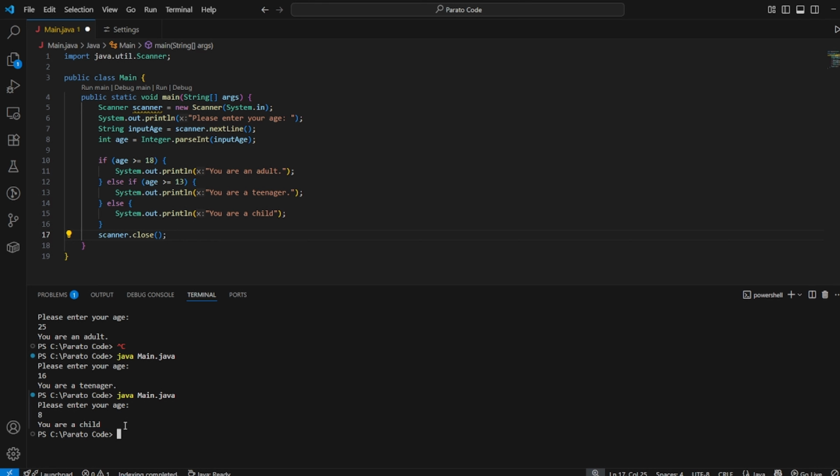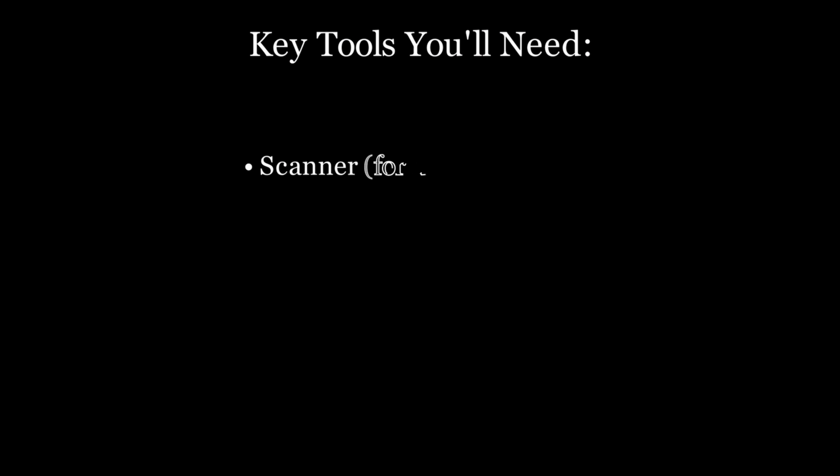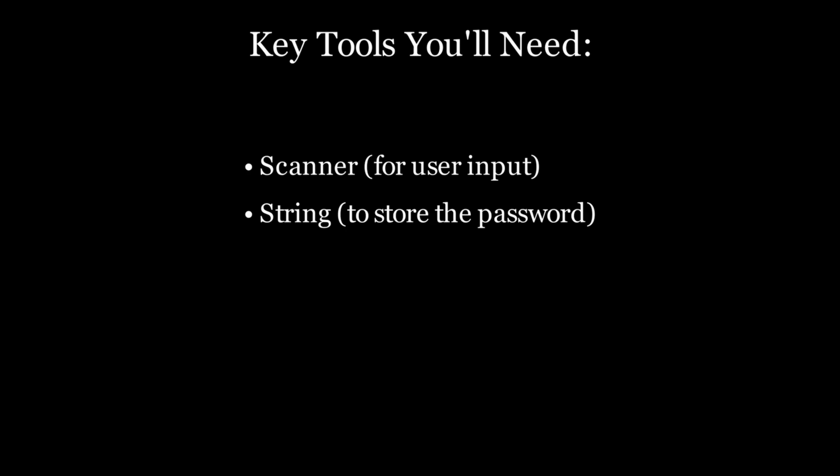Now it's your turn to practice. Your challenge is to build a simple password checker. Make a program that asks the user for a password. Create a secret password inside your code and use an if statement to check if the user's input equals the secret. If it does, print "Access granted." Otherwise, print "Access denied."